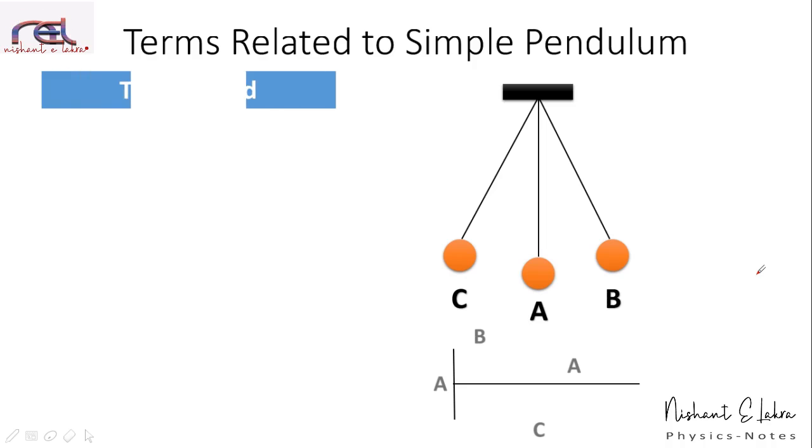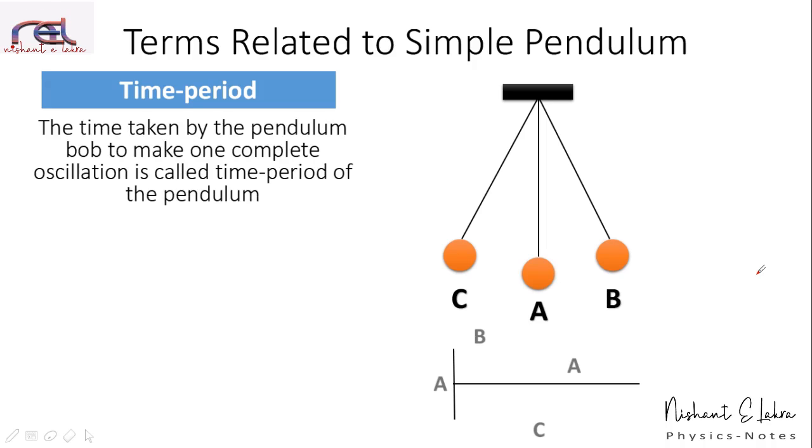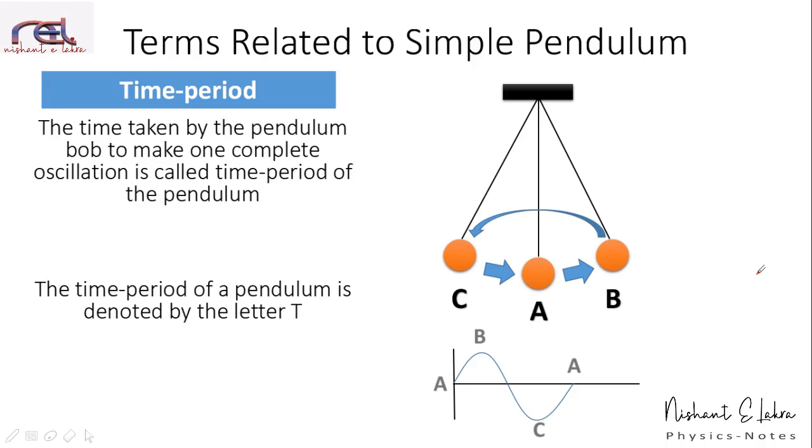The next term is time period. It is the time taken by the pendulum bob to make one complete oscillation, like from A to B, from B to C and from C to A. Graphically you will also understand it below, when the movement is from A to B, B to C and C to A. The time taken by the pendulum to complete one oscillation is known as the time period, and it is denoted by the capital letter T.